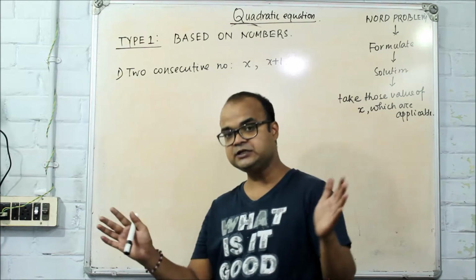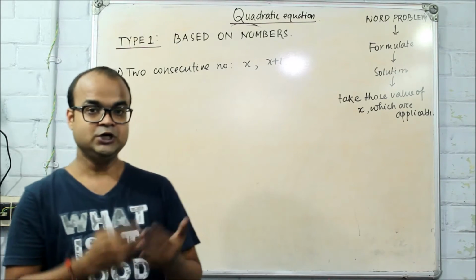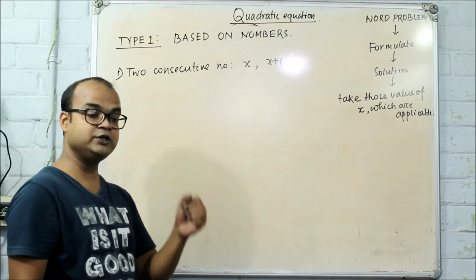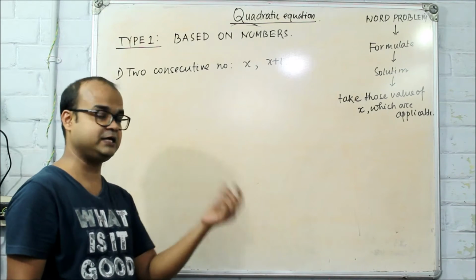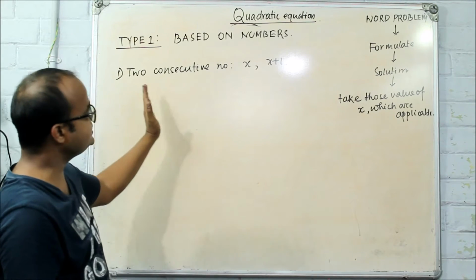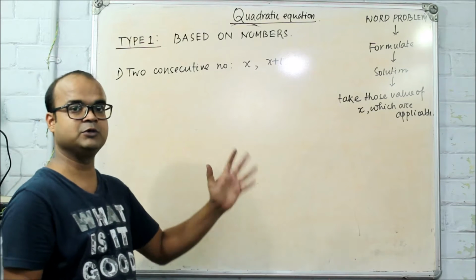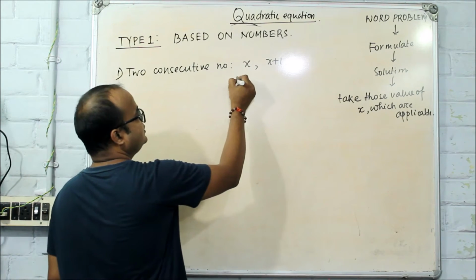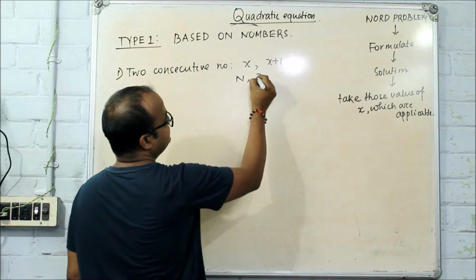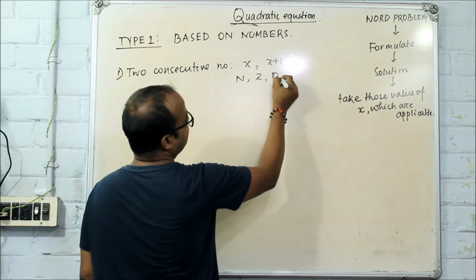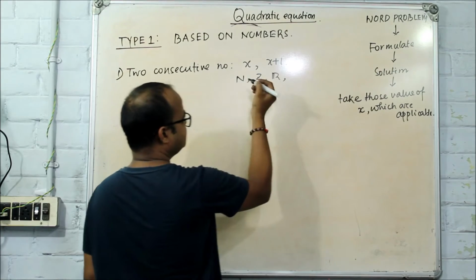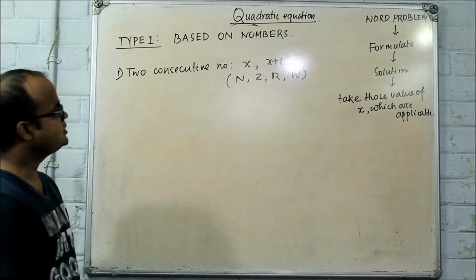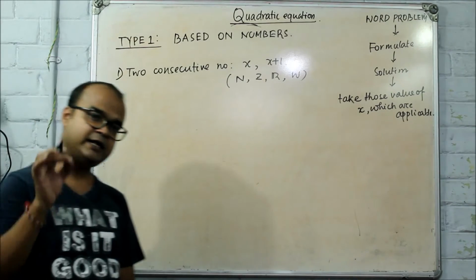I'll discuss in detail once I am solving the problem. Particularly, I am giving you the ideas of how we are going to consider our variable. So first, if it is given that two consecutive numbers, whether natural number, integer, real number, or whole number, we can consider the consecutive numbers as x and x plus 1.